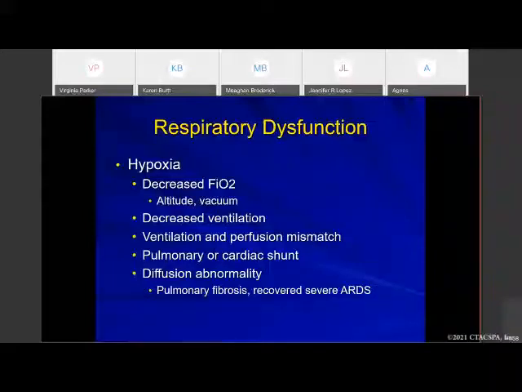And it takes a long time for someone with primary disease to have a diffusion abnormality. Your red blood cell gets oxygenated when it goes just 20% of the way through a capillary. So it takes a lot of disease to cause a diffusion abnormality. Maybe people who recover from severe ARDS have a chronic diffusion abnormality, and that's why they have chronic symptoms.